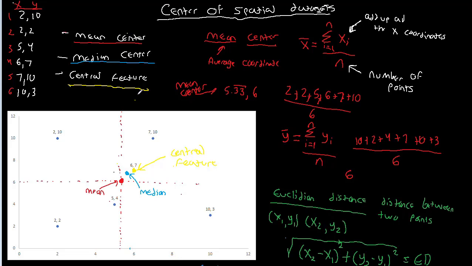Hopefully that made sense. Mean tracks changes in distribution. Median finds a new location that is most accessible. And central feature is going to find an existing location that is most accessible.